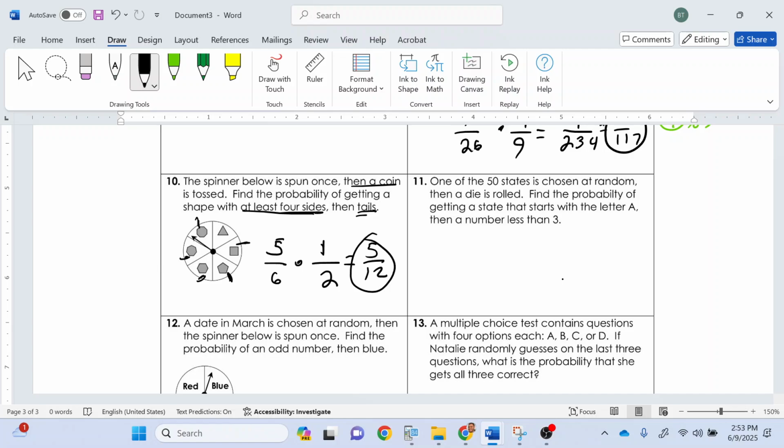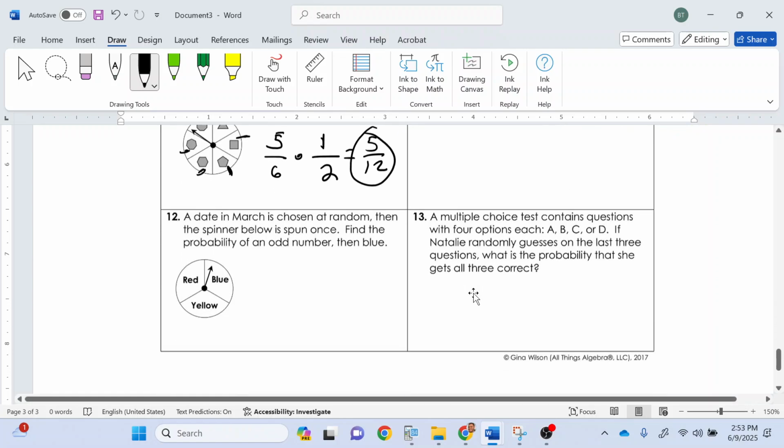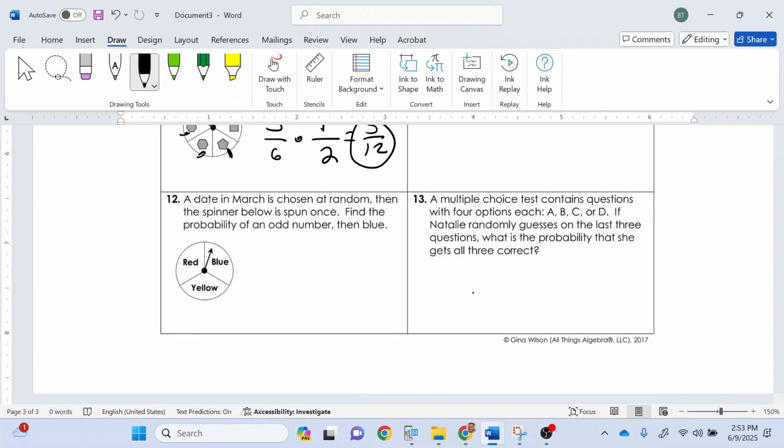One of the 50 states is chosen at random and a die is rolled. What's the probability a state gets a letter A? I'm going to be honest, I won't give you ones with states because I could probably mess that up and that would be awkward. A date in March is chosen at random, then the spinner is spun below. What's the probability of getting an odd number and then blue? If I were to give a question like this, instead of March, I would say a month with 30 days. Okay, I would be more particular.